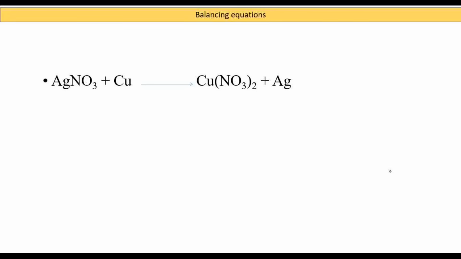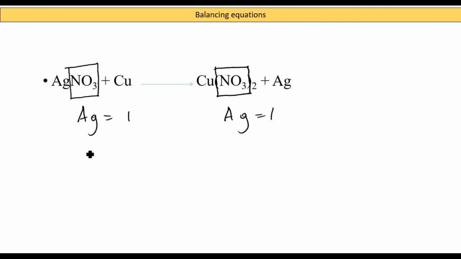Okay, now here's another one. Now the trick is, if you have a polyatomic ion which is common on both sides, my advice to you is not to split that up into its separate nitrogen and oxygen atoms. My advice to you is to treat it as one entity. So silver 1, silver 1. Nitrate, I'm treating this as one entity. Let's call that 1. Nitrate, still treating it as one entity, but there's a bracket there. That's going to be 2.